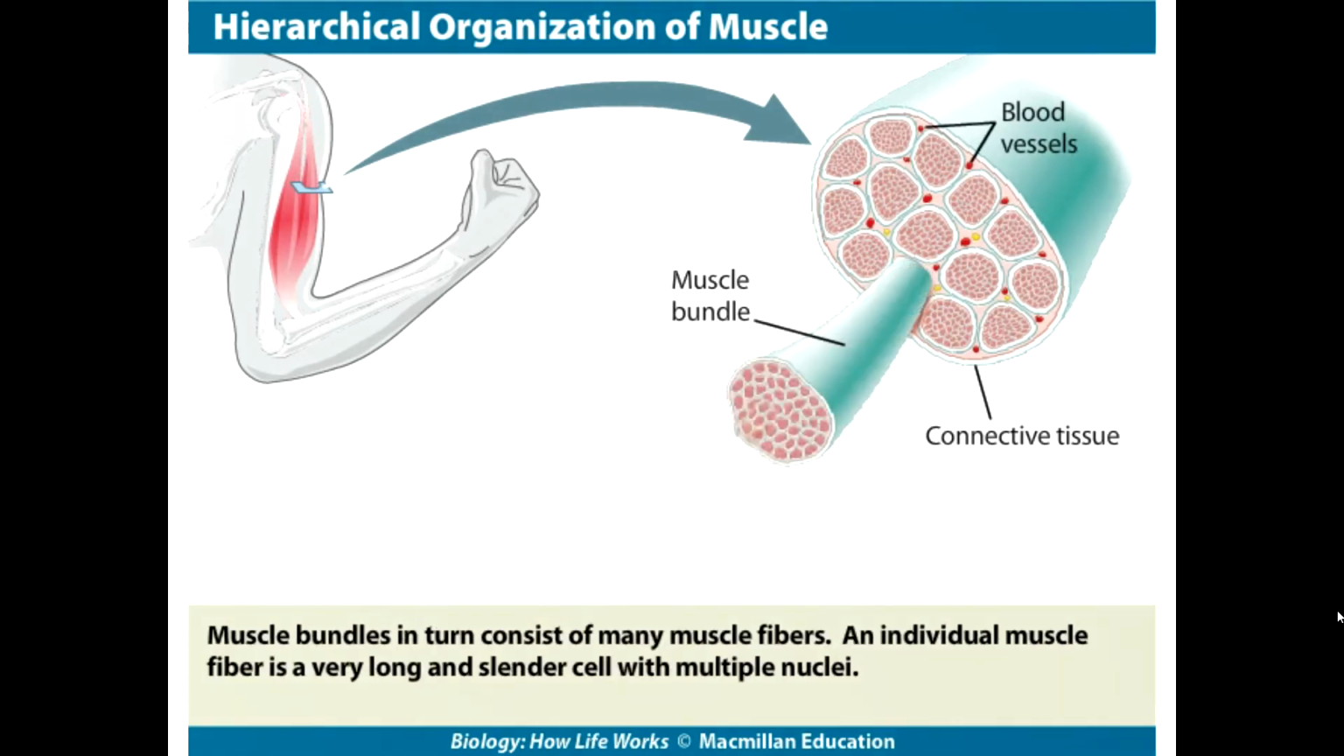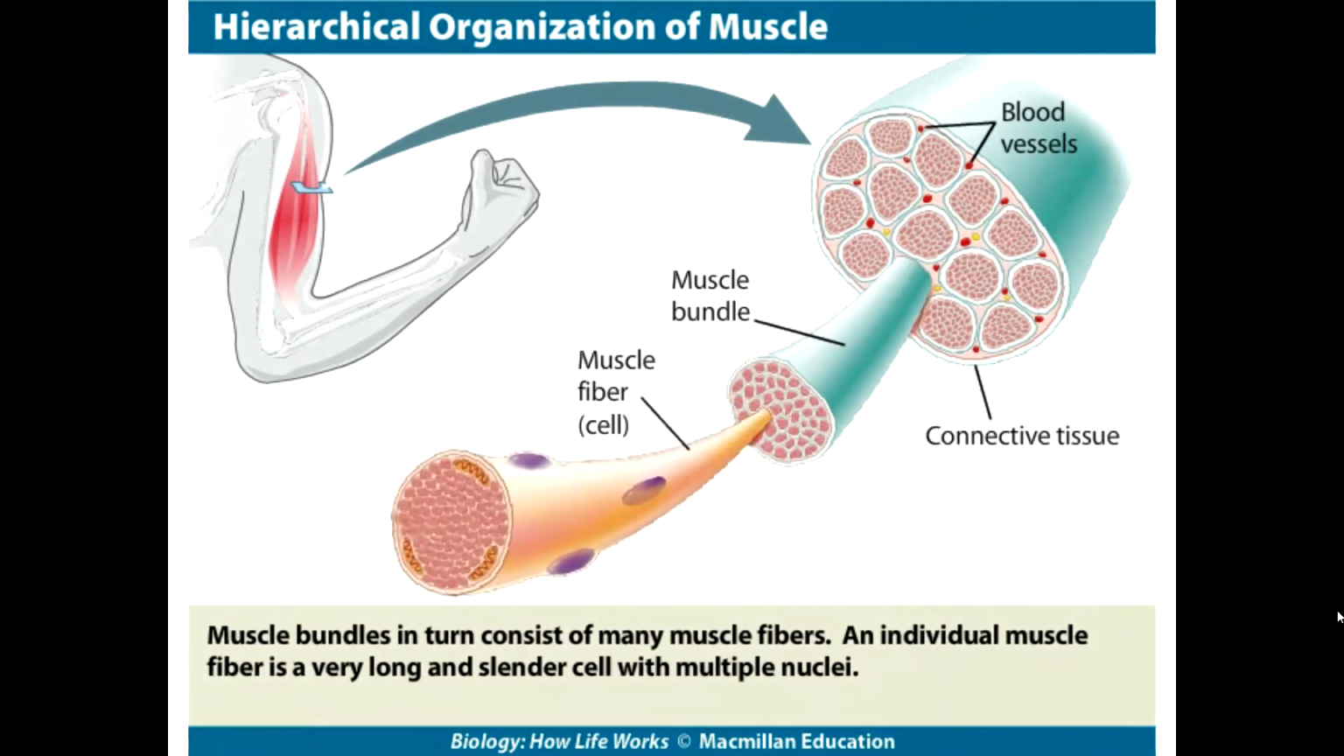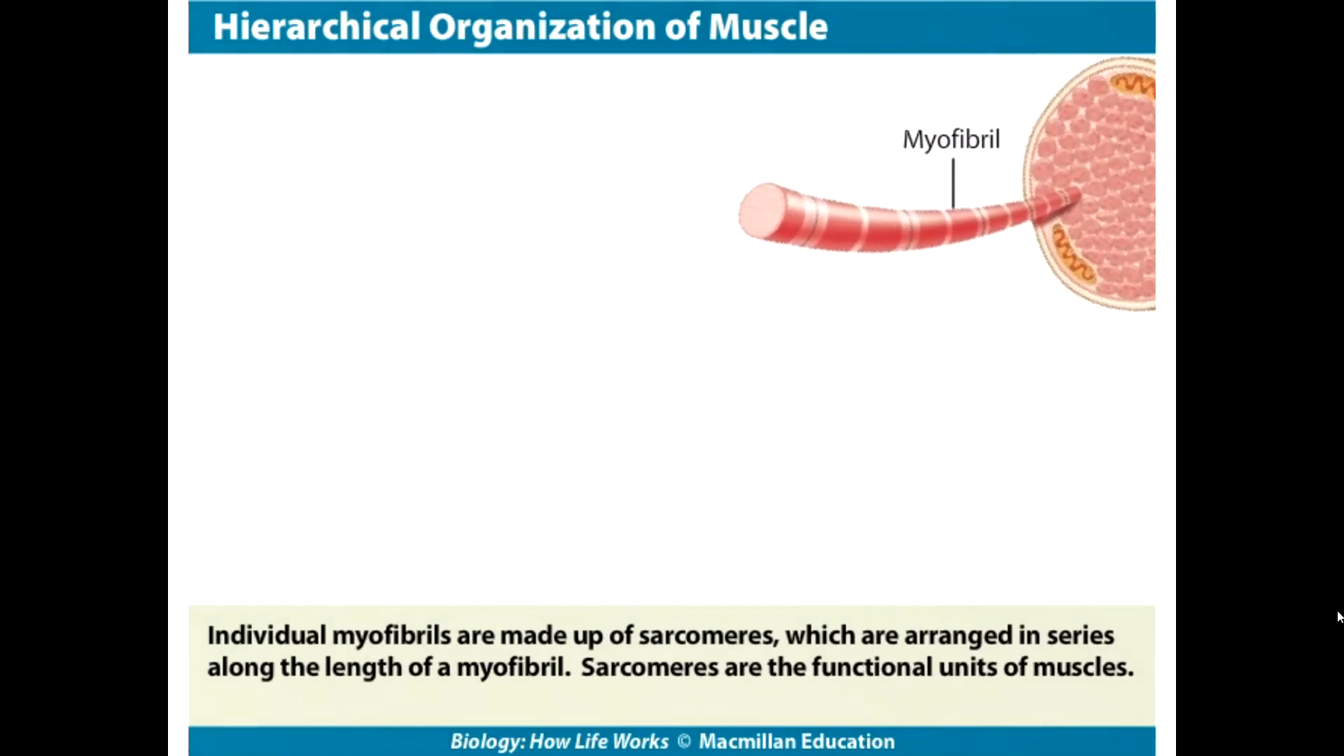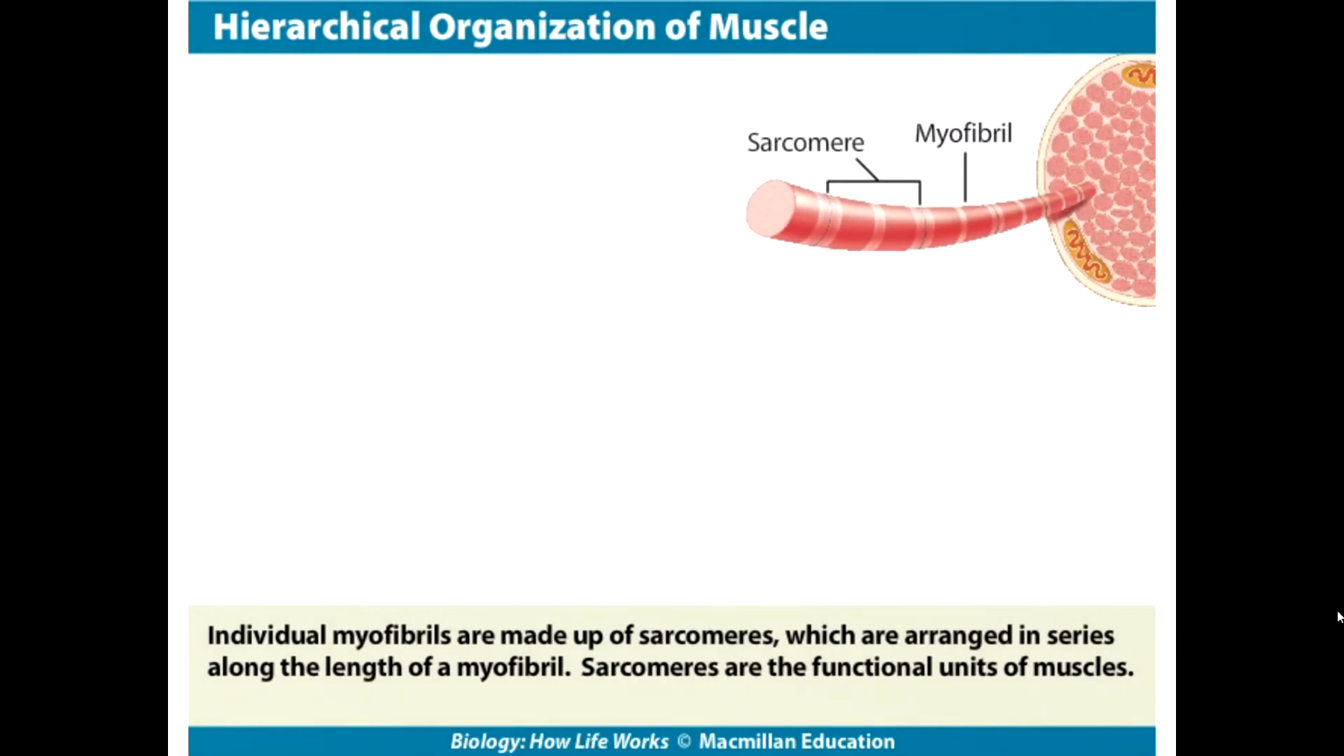Muscle bundles, in turn, consist of many muscle fibers. An individual muscle fiber is a very long, slender cell with multiple nuclei. Individual muscle fibers are composed of long, rod-like structures called myofibrils. These myofibrils are arranged in parallel with each other along the muscle fiber's longitudinal axis. Individual myofibrils are made up of sarcomeres, which are arranged in series along the length of the myofibril. Sarcomeres are the functional units of muscles.